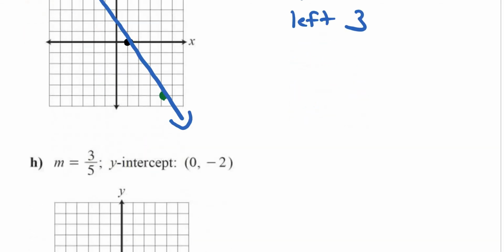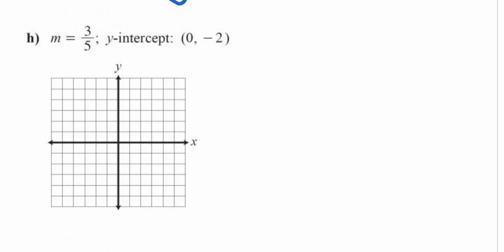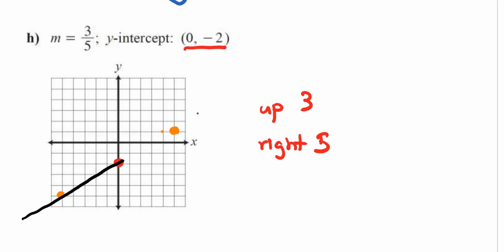Okay, let's keep on going here. Letter H. So now the questions are kind of getting repetitive here. So 0, negative 2 for the y-intercept, and this means you go up 3 and right 5. Okay, so up 3 and then over 5. 1, 2, 3, 4, 5. There we go. And then we go down 3 and over 5. All right, and then there's my graph, and then let's go ahead and just plot the points there. Okay, that's looking pretty good.